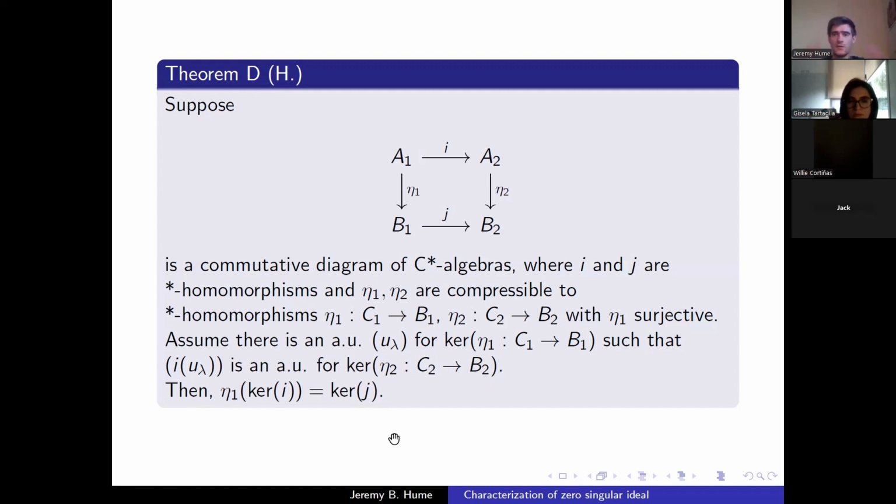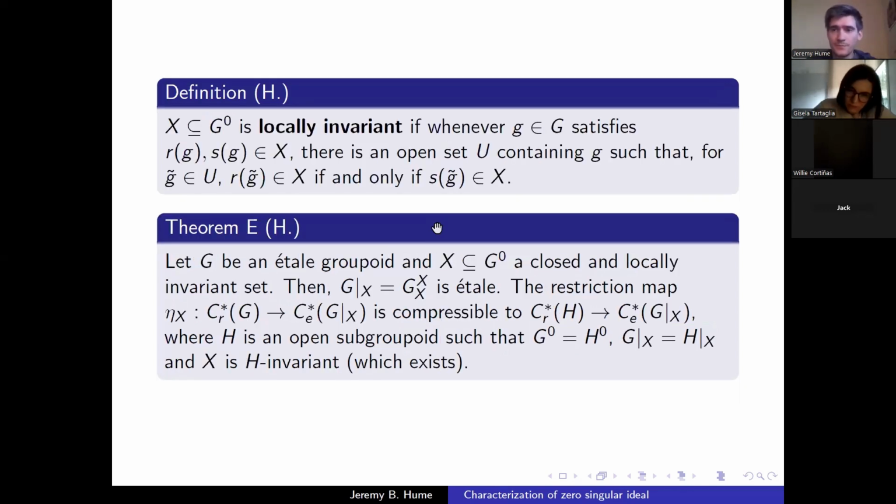So essentially you have a commuting diagram. The vertical maps are compressible, and the property is that both of the compressions share an approximate unit when you apply the star homomorphism I. The conclusion is that you can map the kernel of I to the kernel of J using eta 1. This is very useful, and I'll get back to it. But I want to describe a very large collection of these compressible maps. We'll do this on groupoid C-star algebras because that's what we're interested in in this talk.